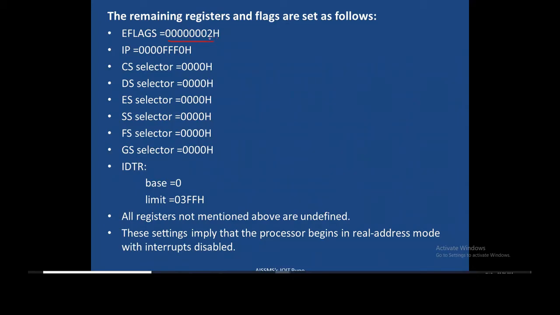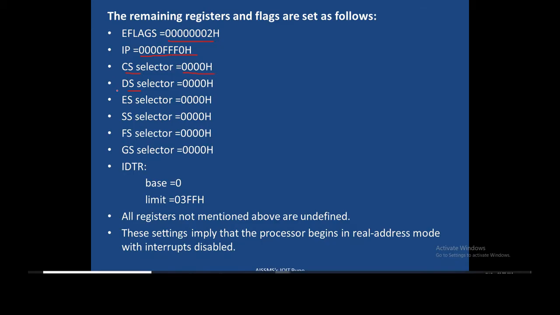Okay, the last bit is interrupt enable. So this is the initial position of the EFLAGS register. Then IP, which has this initial value. Then the CS selector, DS selector, ES, SS, FS and GS selectors. All the selector registers have the initial value 0000.